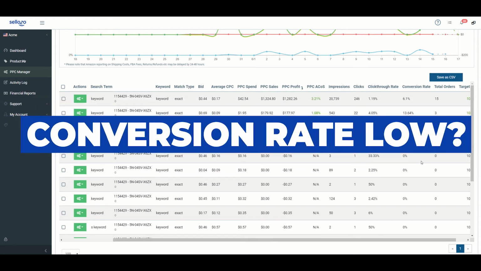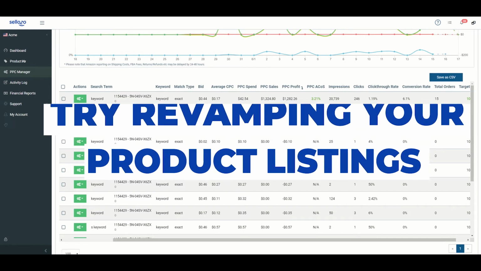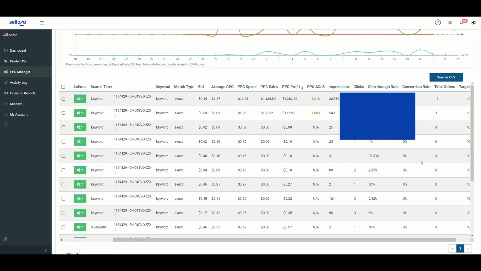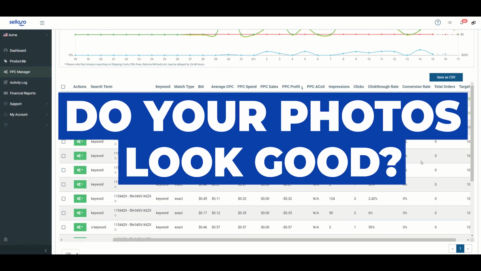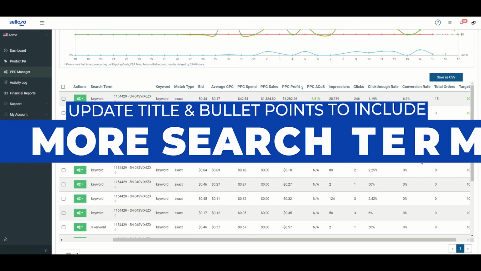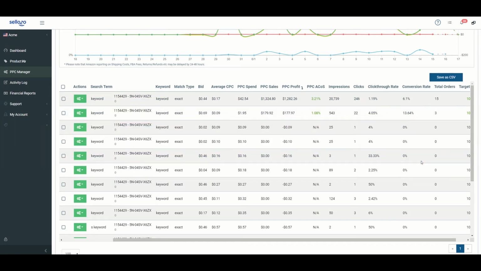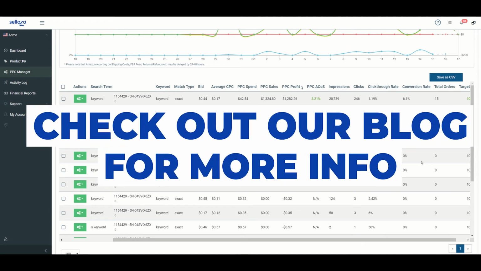If your conversion rate is really, really low for all of your search terms, it's likely that you're going to want to revamp your product listing. The biggest thing that affects conversion rate is how your product listing looks. Think about if your photos are good or if you have enough reviews. You might need to redo your product title and bullet points to include a wider variety of search terms. All of these things can really affect conversion rate. We have a pretty good video on it, so definitely check out our blog to see that video.